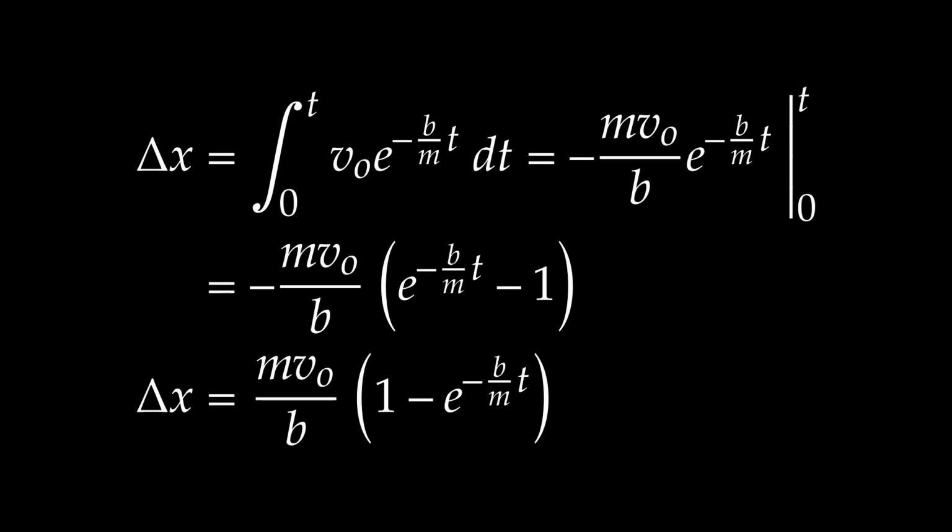What are the limits? I start at t is equal to 0, and I go to time t. So, starting here, t is equal to 0 to time t, I'm going to integrate this. Well, the integral of the exponential function is easy to perform. I'm going to have a negative m v naught over b e to the minus b over m times t.